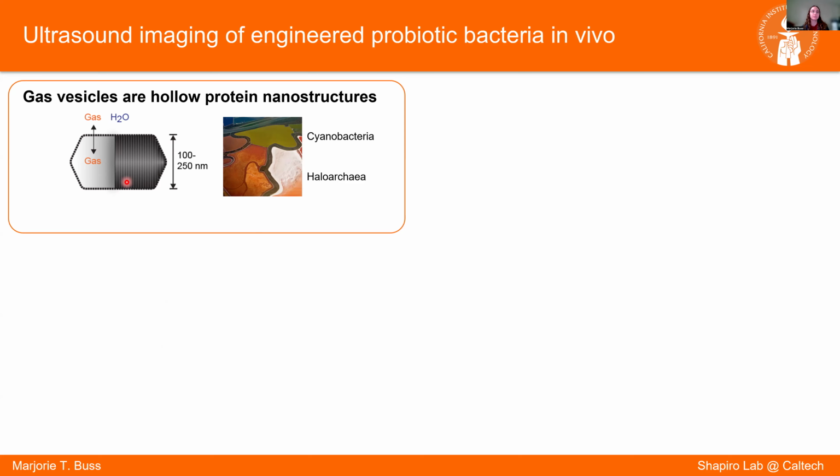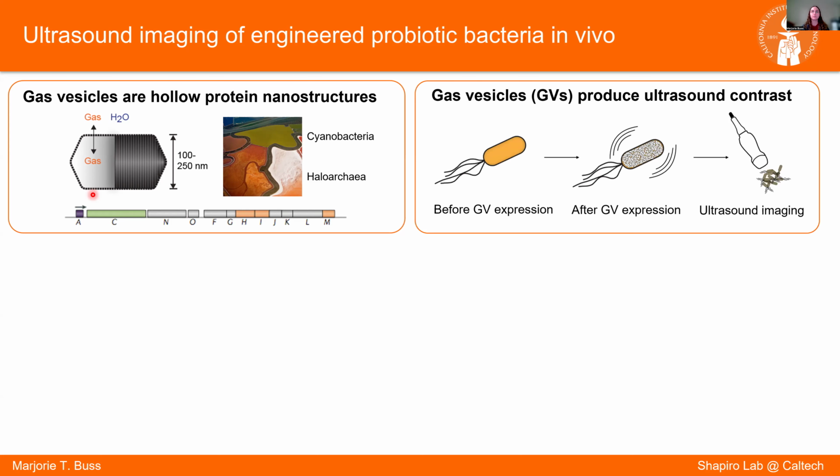And how they make them is that they have these large clusters of many genes, where the first gene, GVPA, is the primary structural component that encodes for a very hydrophobic protein that is so hydrophobic, in fact, that as it's forming the shell, it is able to exclude water from the interior so that it's entirely filled with air. So our idea is that we take these gas vesicle genes and put them in our probiotic bacteria of interest so that we can see them under ultrasound imaging.